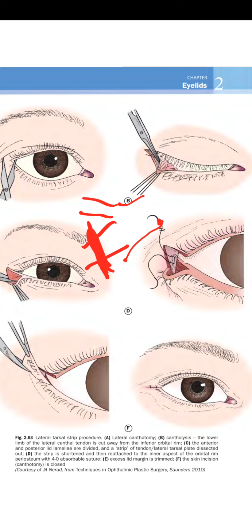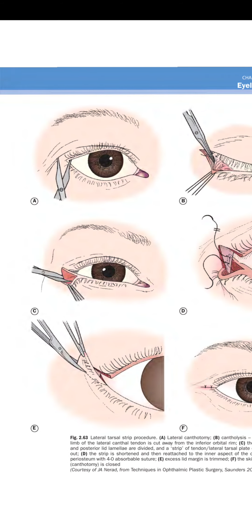C is showing the anterior and the posterior lamellae are divided and a strip of the tendon or lateral tarsal plate dissected out. So in this case you can see figure C is showing that we have separated the lateral side of the lid into the anterior and the posterior lamellae, and we dissect the lateral tarsal strip of the posterior lamellae.